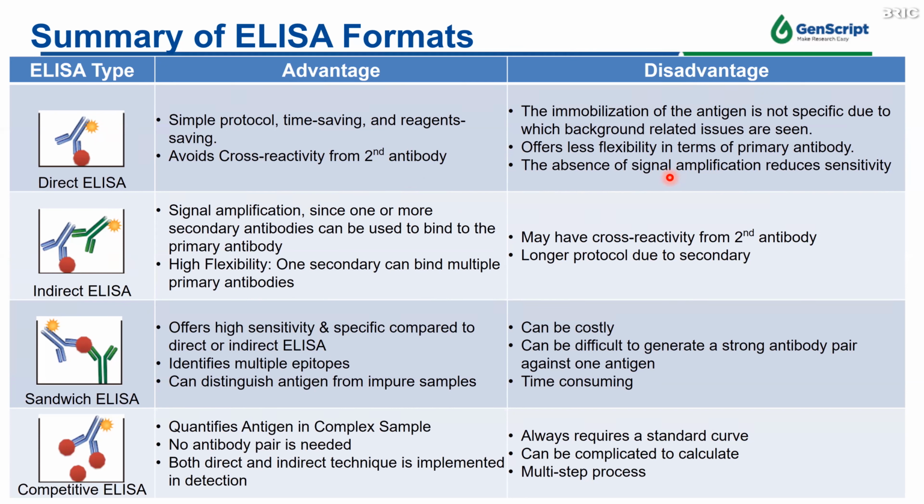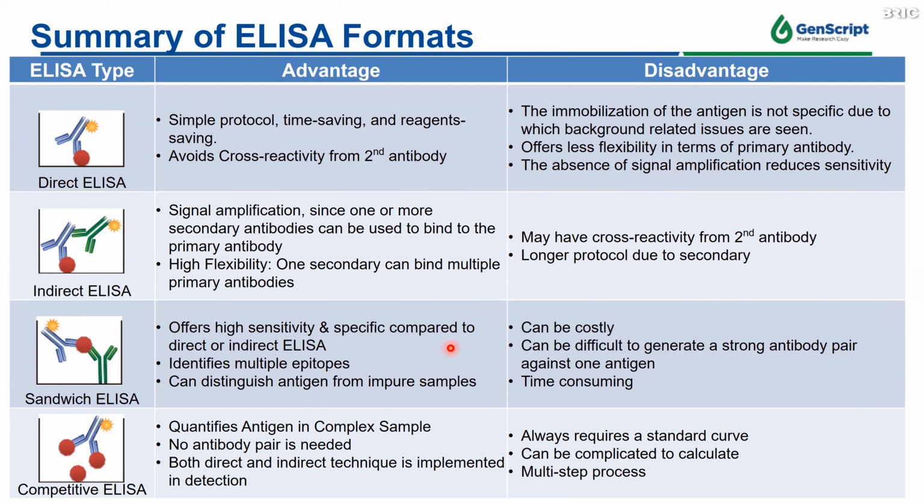It only relies on the primary antibodies, which is less flexible and has less sensitivity due to the absence of signal amplification. For the indirect ELISA type, a secondary antibody is involved, therefore there is higher signal amplification and flexibility. However, cross-reactivity might occur and the operation procedure is longer.